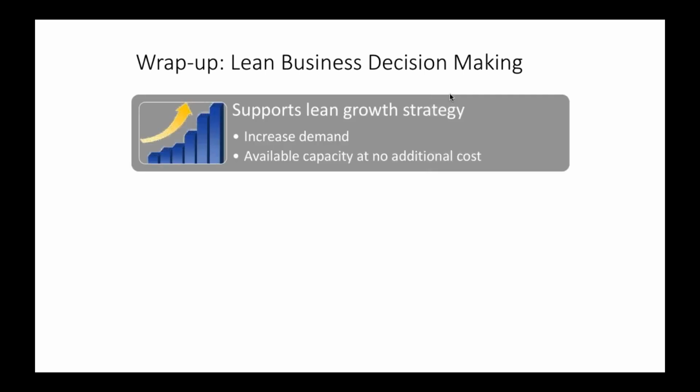So now I'm going to wrap up. In terms of lean business decision making with the box score, the box score supports the lean growth strategy. Remember, we talked about lean being a creation of value, driving revenue growth, and managing costs, which we call the economics of lean. And analyzing the relationships in the box score when you're looking at a decision really forces a discussion about the economics of lean.